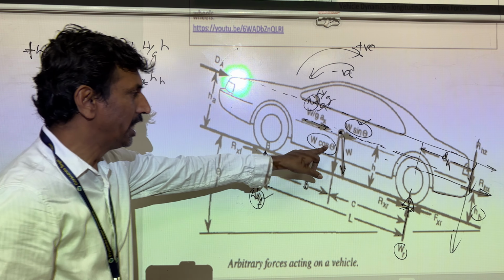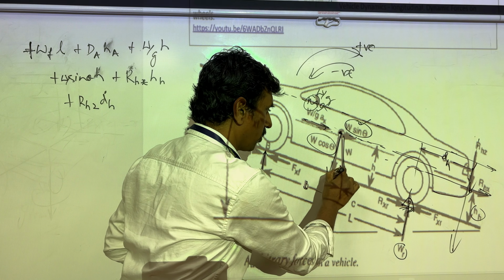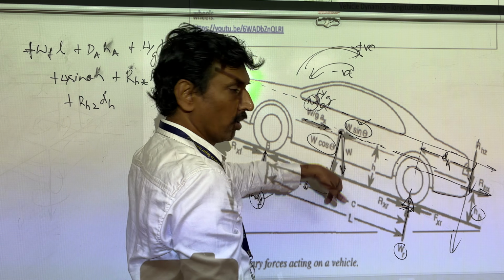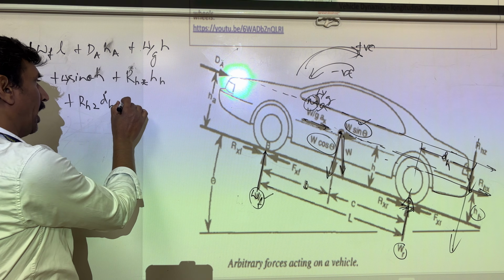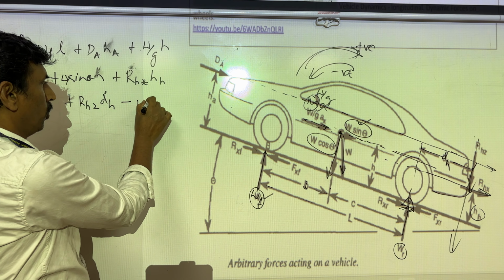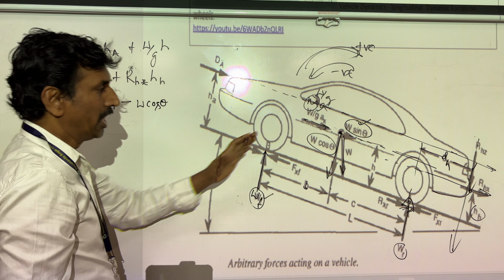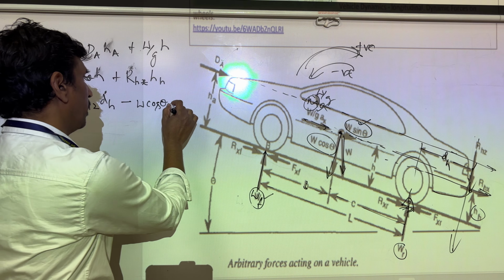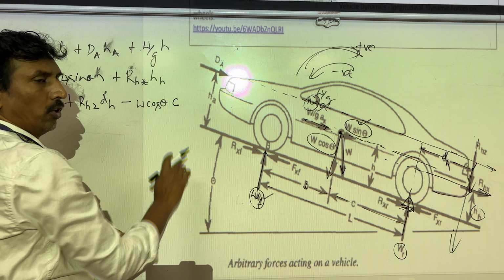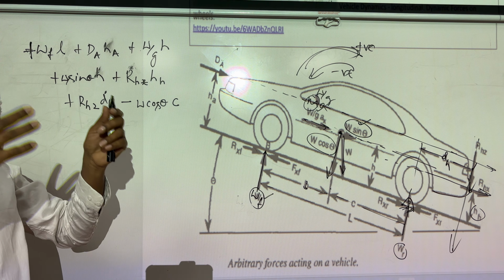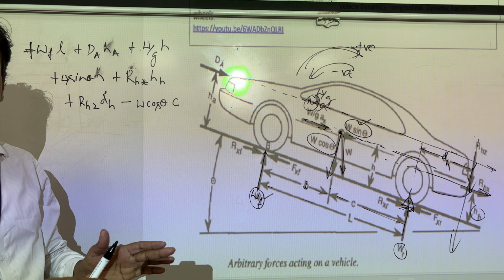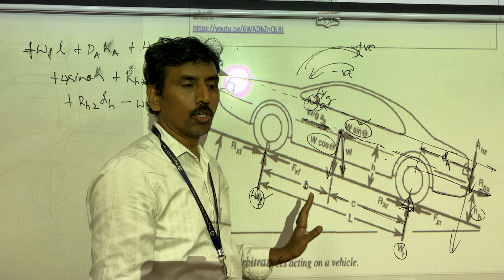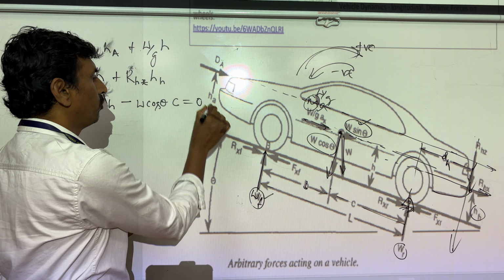So this force W cos theta is acting like this. Is it acting clockwise or anti-clockwise? This is the only force which is acting anti-clockwise. This is W cos theta. This is acting at what distance from the rear wheel? It is acting at a distance of C. Okay, so the car is not flipping backwards or diving forwards; it is balanced on the road like this. That means the sum of the moments is 0, so you need to equate this to 0.